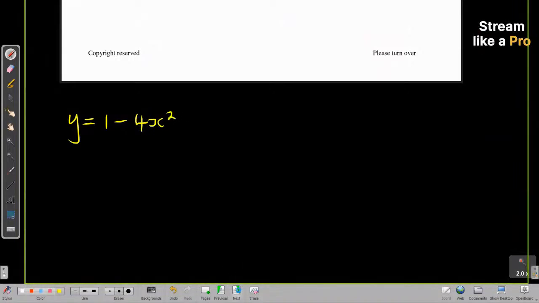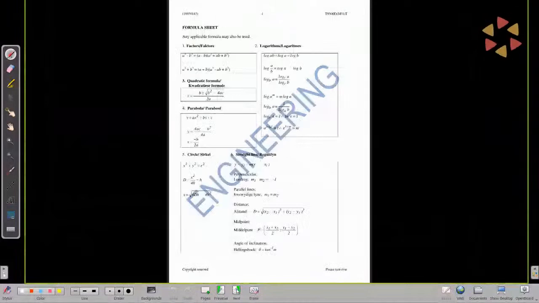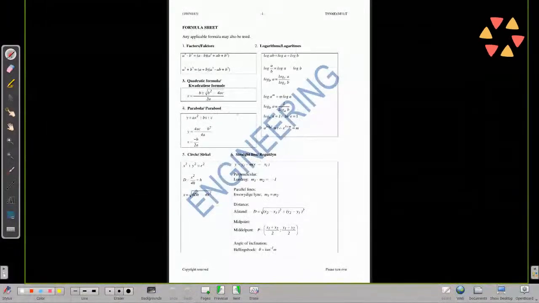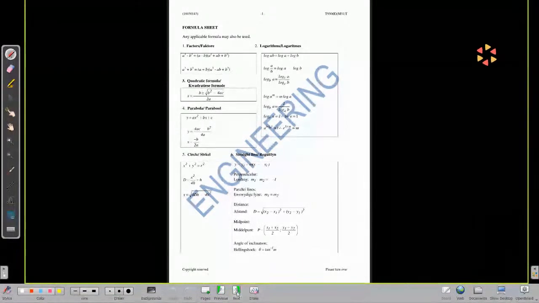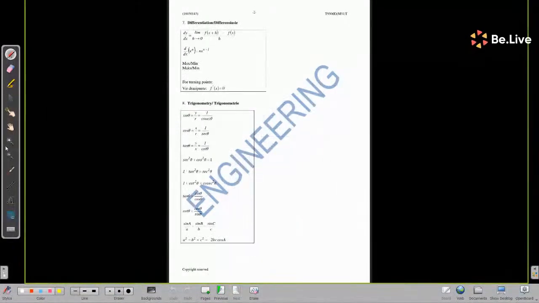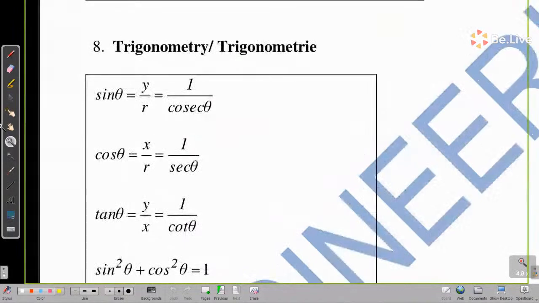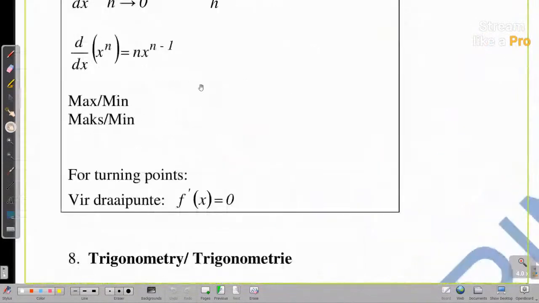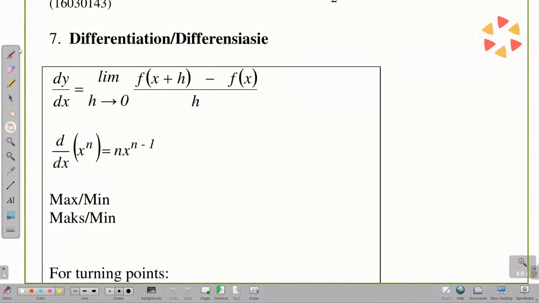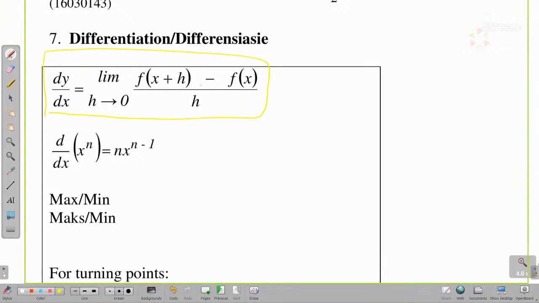Now, if you're differentiating from first principles, the first thing that I would encourage you to do is to go to your formulas, and there is a formula that deals with differentiation from first principles. If you go to your formulas, this is the part which you're going to use. When we're dealing with differentiation from first principles, we are talking about this: dy over dx is equal to lim h approaches 0 of f of x plus h minus f of x over h. So that is the formula that I'm going to use when I'm differentiating from first principles.